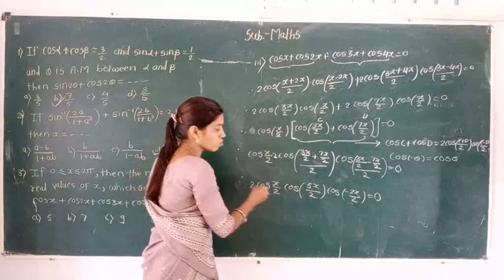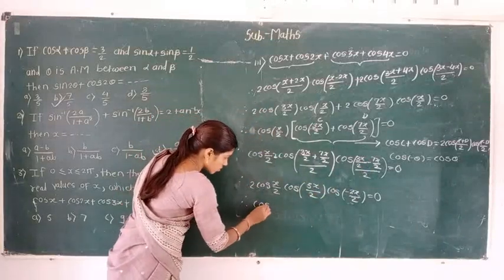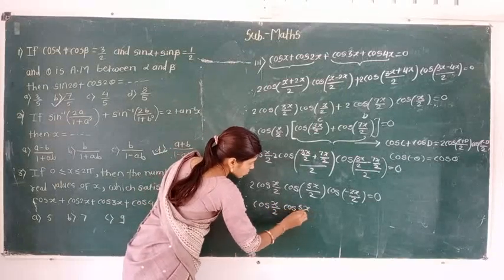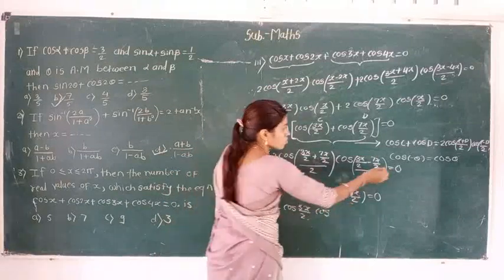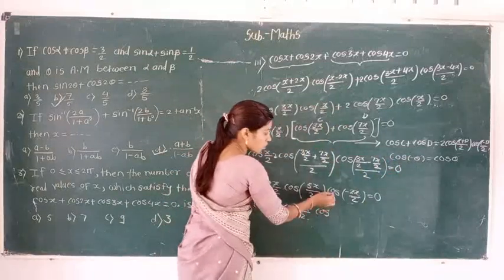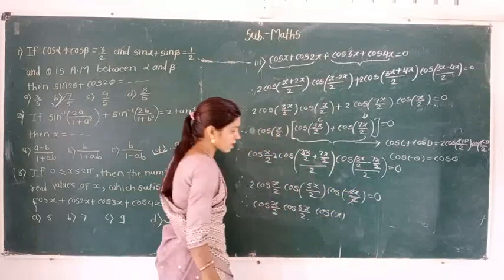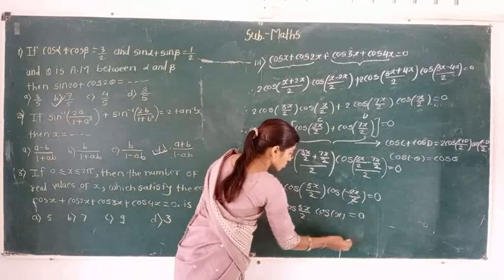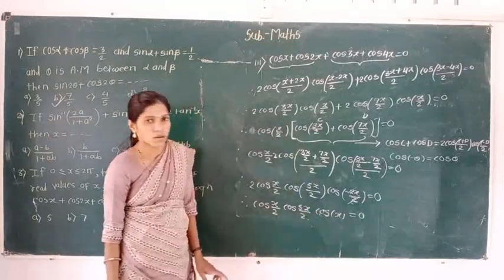Transferring the 2 again to the right-hand side, we can write cos(x by 2) into cos(5x by 2) into cos(minus x). Use also the negative angle formula: cos of minus theta is cos theta, so cos(minus x) is cos x, and the two terms cancel out. So cos(x by 2) into cos(5x by 2) into cos x is equal to 0. In that case we get the product of three terms equal to 0.